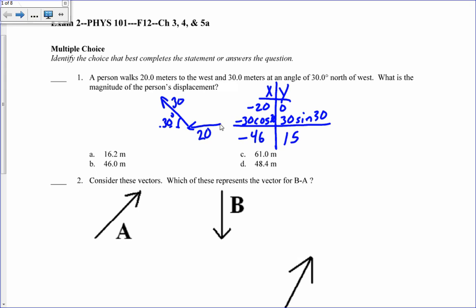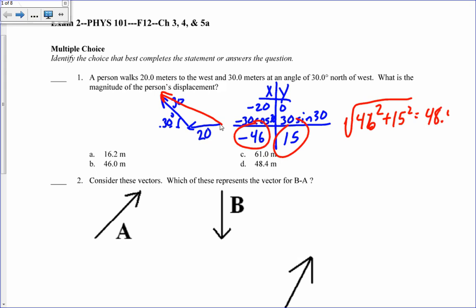And so to find the magnitude of that resultant vector, which is right here, has those components of negative 46 and 15, it's going to be the square root of negative 46 squared, or just positive 46 squared is the same, plus 15 squared, which gives me 48.4. That was keeping 3 sig figs, because that's what I had throughout. So 48.4. Number 1 is D.